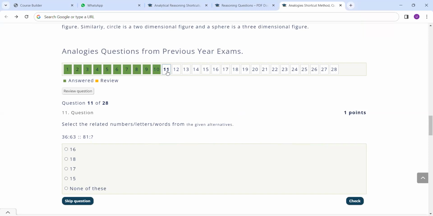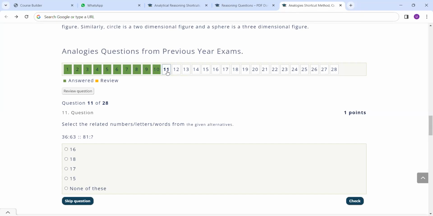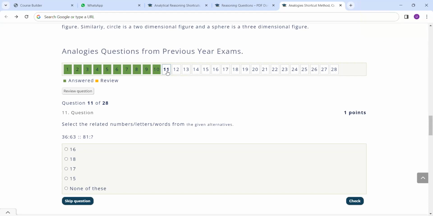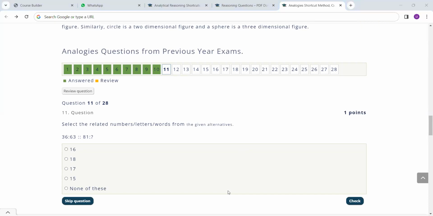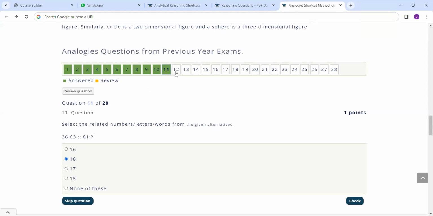Okay, this one's easy. I can't see it. You can't see it? 36 is to 11. We are on question 11. Oh yeah, I can see it. That's easy. Like, who won't know this? Okay, this was easy. The numbers are flipped. Yes, they are reversed. 36 is to 11.